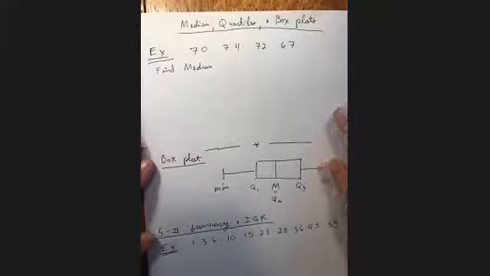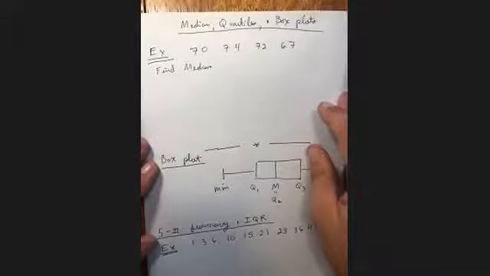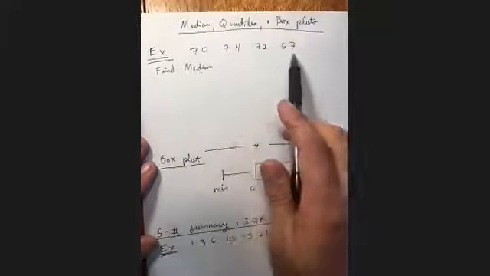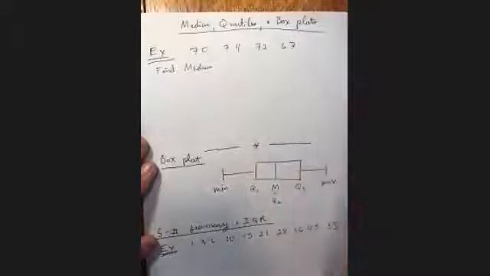Now, depending on how much data we have, the process for finding the middle can take on basically 2 different forms. First, I'll show you the harder of the 2 forms and then the easier. So here we have a small sample data set consisting of 4 numbers, 70, 74, 72, and 67.